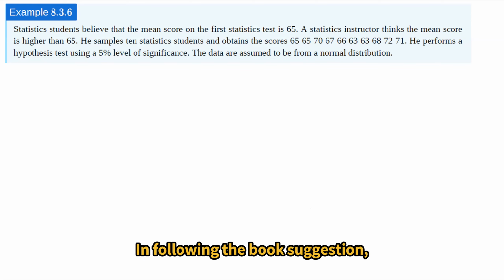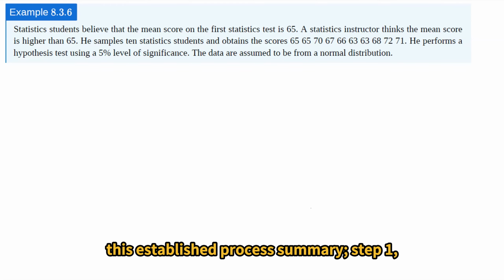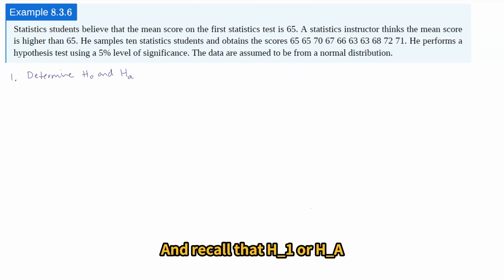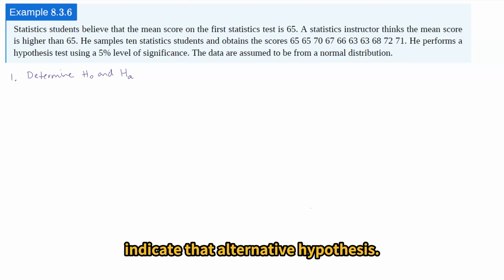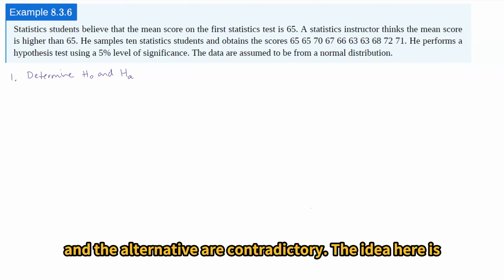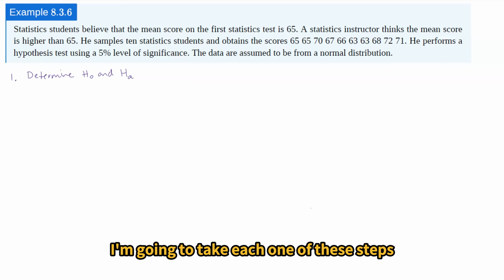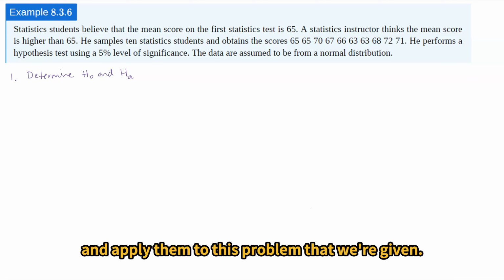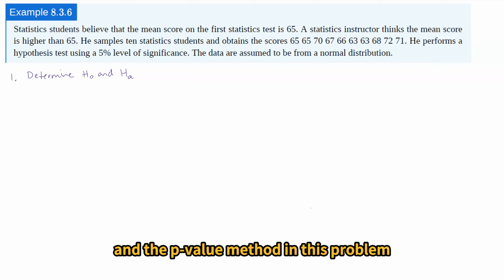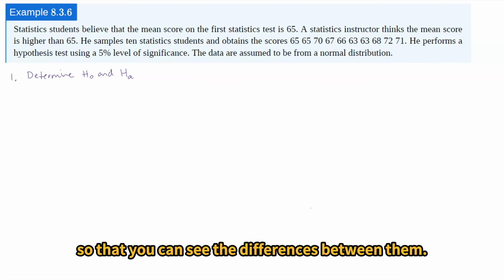Following the book suggestion, this established process summary, step 1, we're going to determine our hypotheses. And recall that H1 or HA indicate the alternative hypothesis. Remember that the null and the alternative are contradictory. The idea here is I'm going to take each one of these steps and apply them to this problem that we're given. And I'll show you using both the traditional method and the p-value method in this problem so that you can see the differences between them.